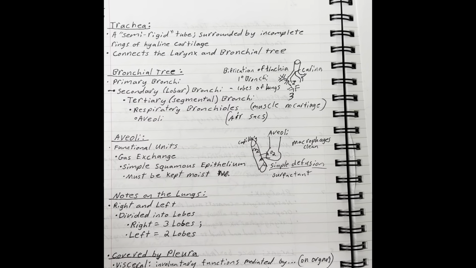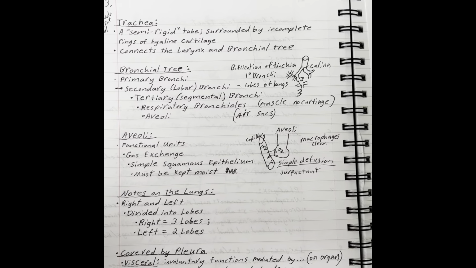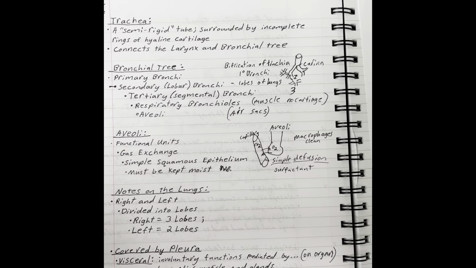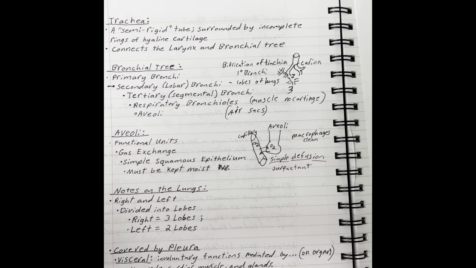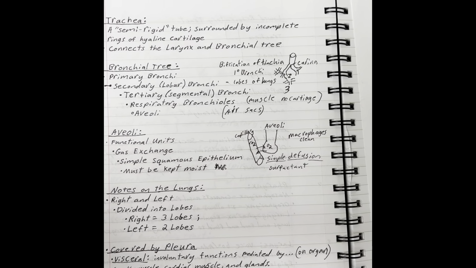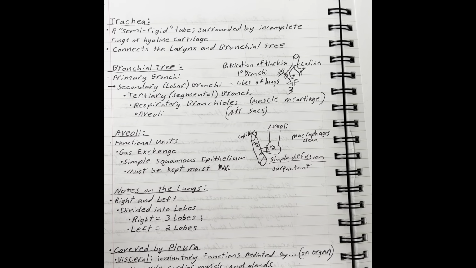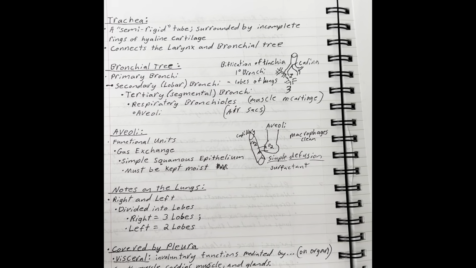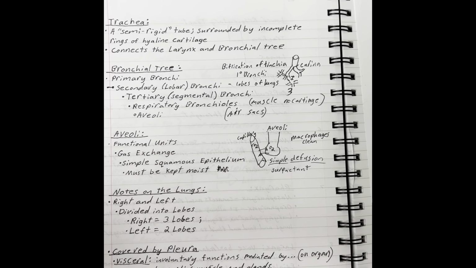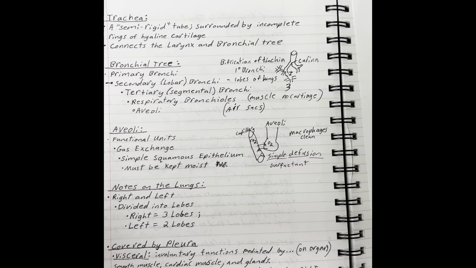Covered by pleura: visceral pleura, parietal pleura, pleural cavity. Visceral pleura is on the organ. Parietal pleura is in the chest cavity.